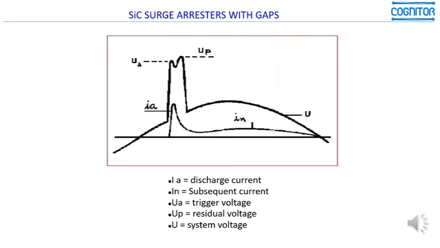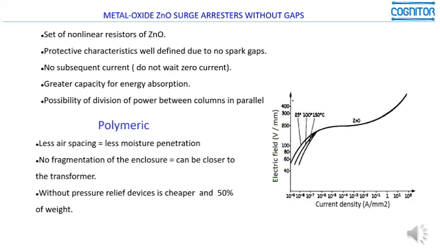Circuit showing the currents and the overvoltage for the old surge arresters with gaps. Aspects related to the advantages of the polymeric surge arresters made of metal oxide, ZnO: no fragmentation of the enclosure, fewer air spaces, which implies less moisture penetration. Without pressure relief devices, it's cheaper, and 50% of the weight. All these things make the difference for the current ZnO surge arresters.